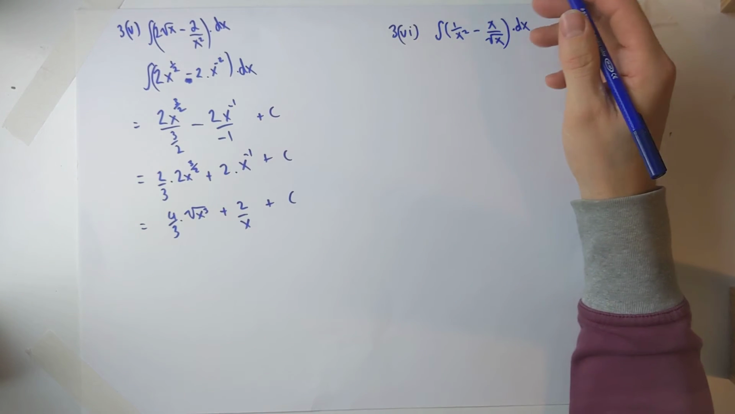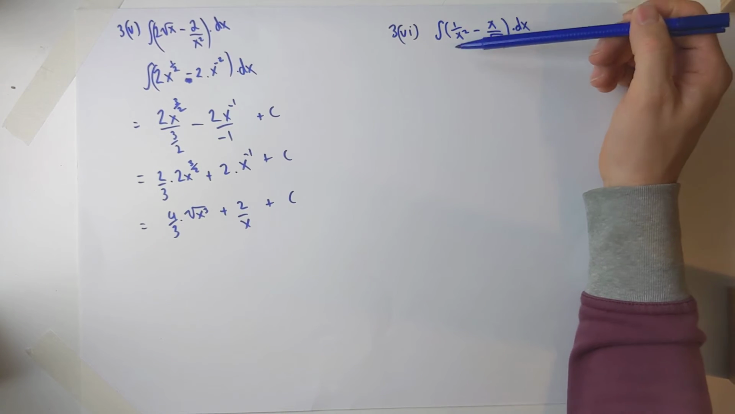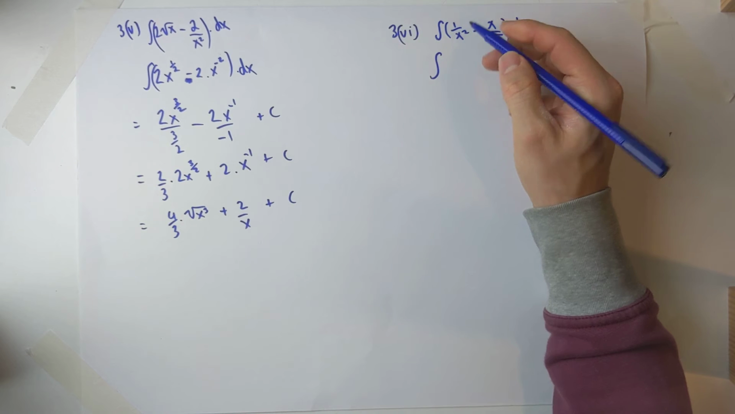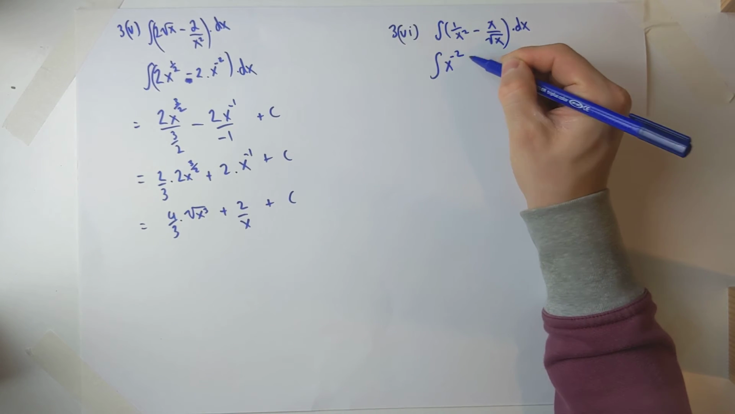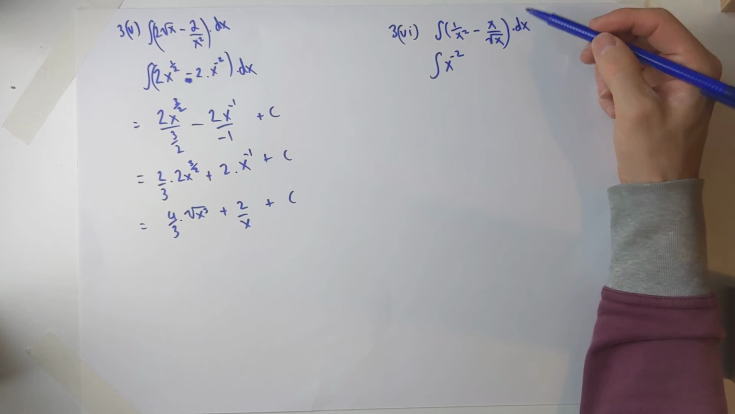Similarly with this question over here, if you're going to integrate by rule, everything needs to be above the line. So you've got to rewrite this. So it's the same as the integral of x to the power of minus 2. Now, what's going on here? You've got x over the square root of x.